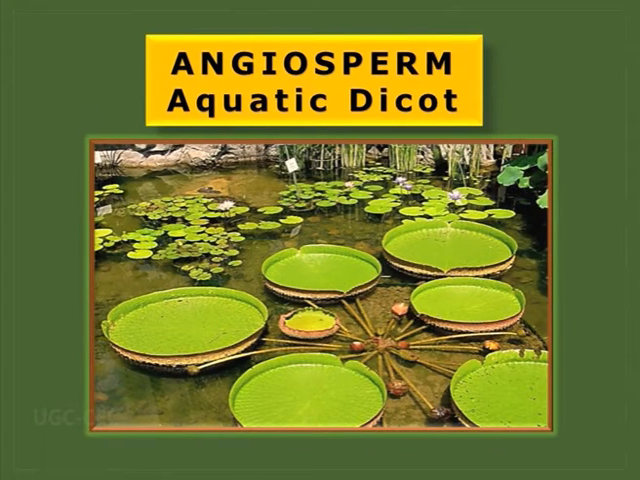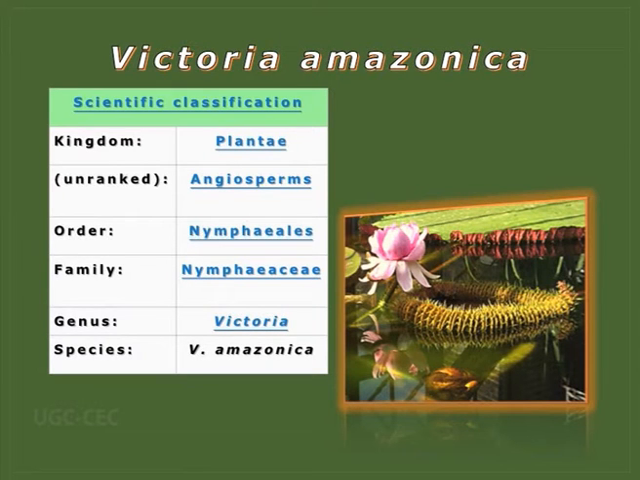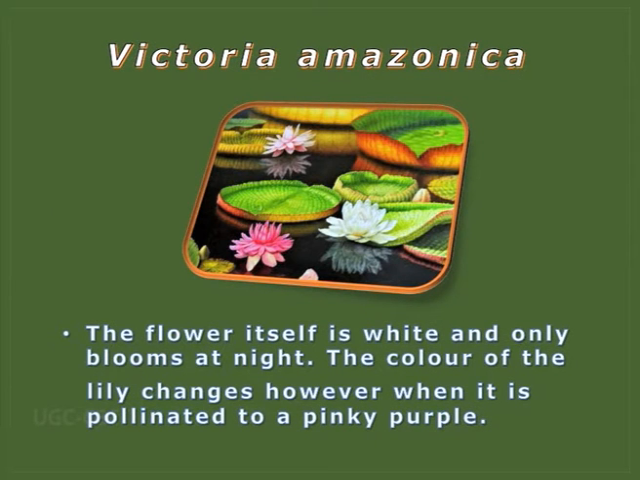Next we are coming to angiosperms and aquatic dicots. In this community we have got Victoria amazonica. It belongs to the order Nymphaeales, family Nymphaeaceae, genus Victoria, and the species is Victoria amazonica. It is a very nice system to study. The flower is basically white in color, and it blooms at night, and the color of the lily changes, as you can see here clearly, to a pinky purple color when it is pollinated. So you can very well distinguish between a flower which is unpollinated and one which is already pollinated.